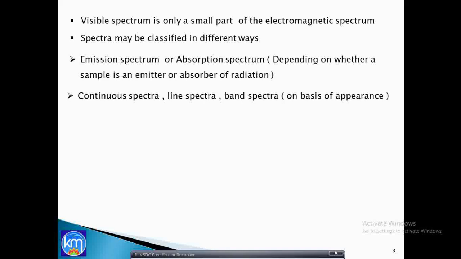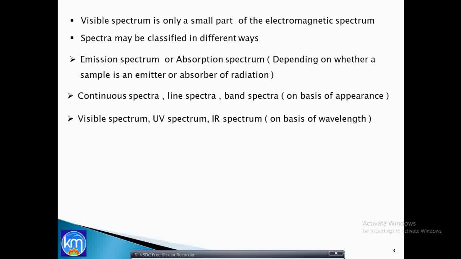Next, the type will be based on the wavelength. So visible, UV, IR. Of course, these are the members of our electromagnetic spectrum also. So based on wavelength, they will be classified into visible spectrum, UV spectrum, and IR spectrum. Our intention is mainly to focus on the first two, that is emission spectrum and absorption spectrum.